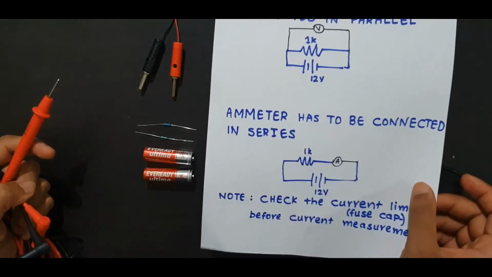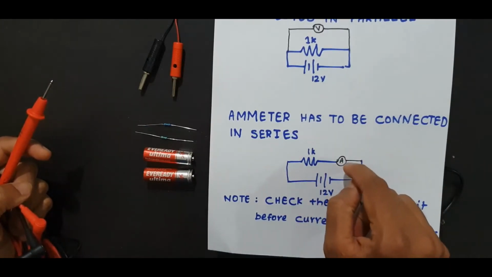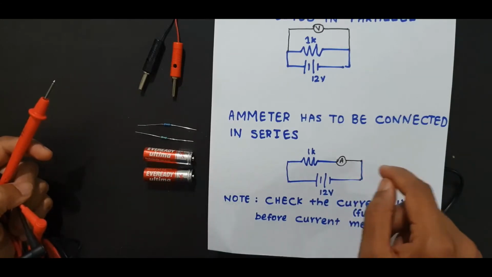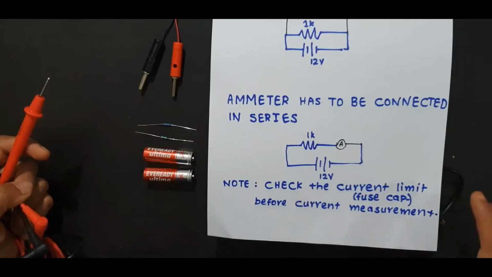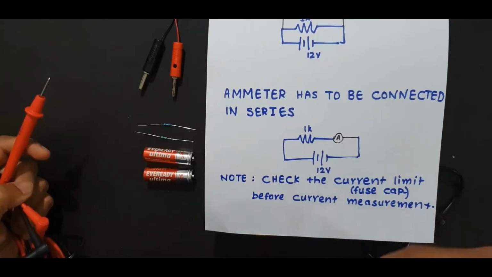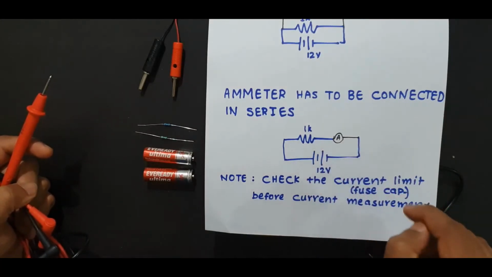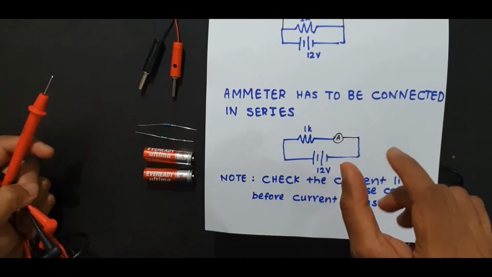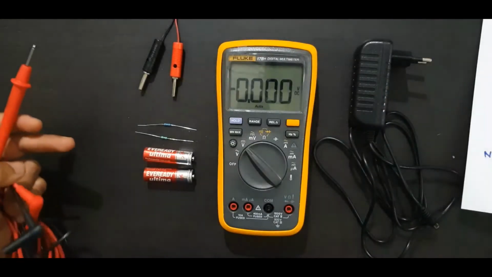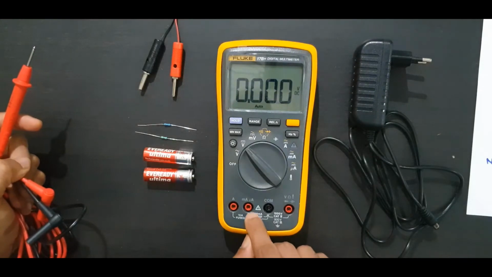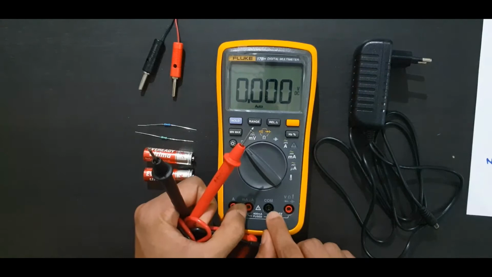In case you want to connect the ammeter, you have to connect it in series. You have to open the circuit, connect the ammeter in series, and then close the circuit. One important thing while connecting an ammeter is to ensure how much current you are measuring. If you are measuring a current of around 300 milliamps, this option is fine. Until 400 milliamps we can use this option.